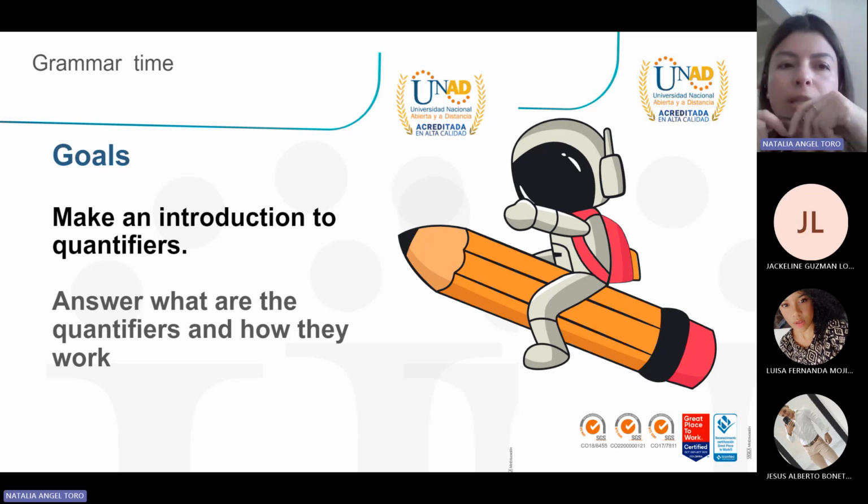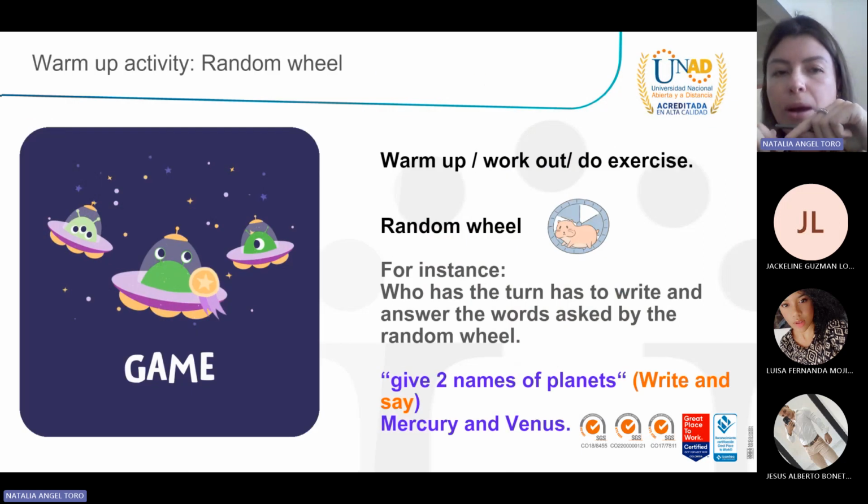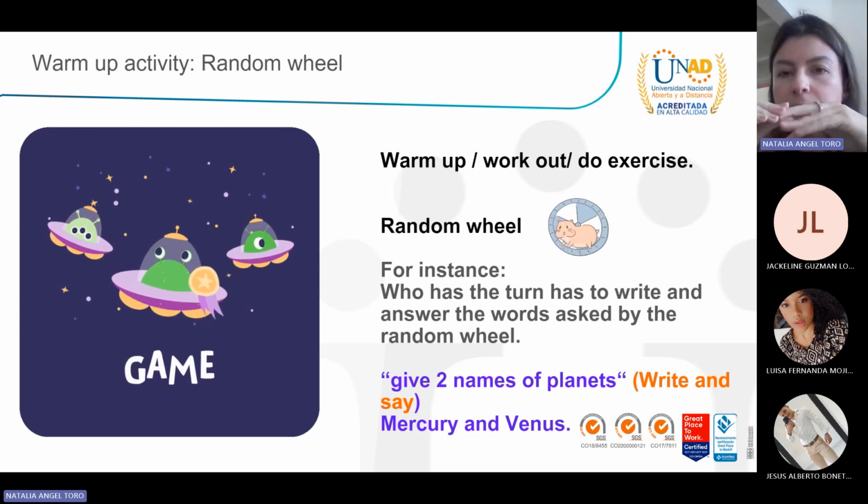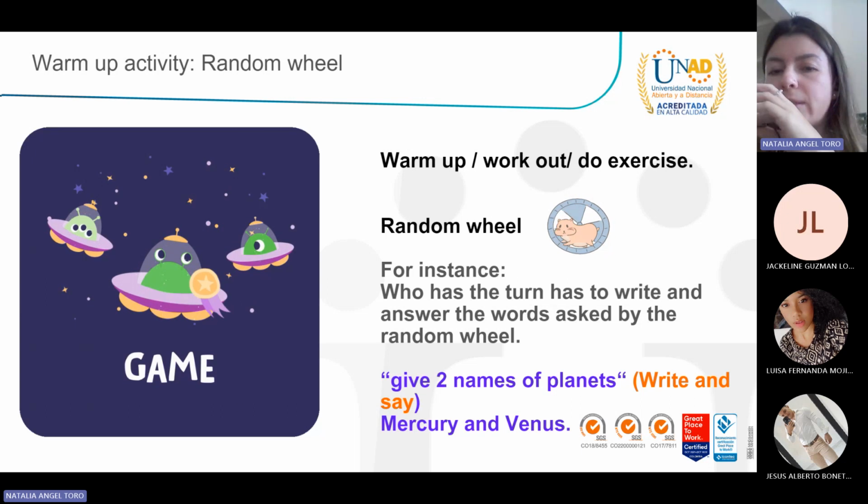Our goal for today is to make an introduction to quantifiers. I know some of you already know that topic, but the idea is to make a short introduction and a short review, practice and solve some questions that you may have, and be conscious about how quantifiers work. To start, the random wheel is the activity to start this class.